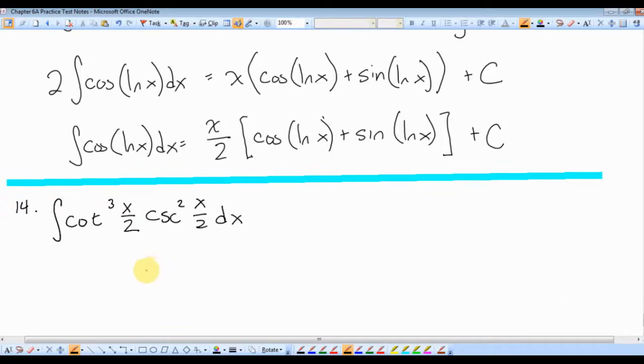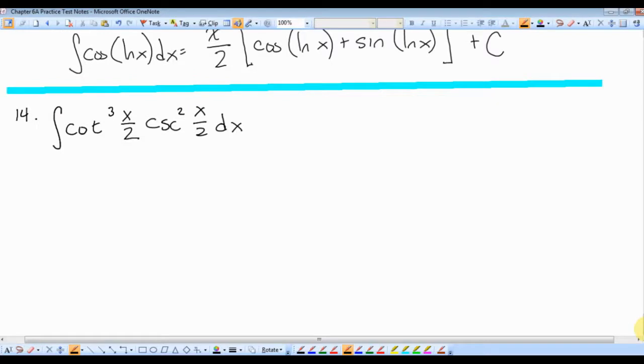Guess what? This is a u-substitution. What's u? Cotangent of x over 2. du equals 1/2, cosecant squared of x over 2 dx.